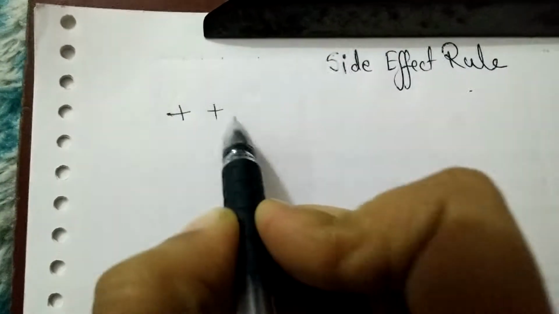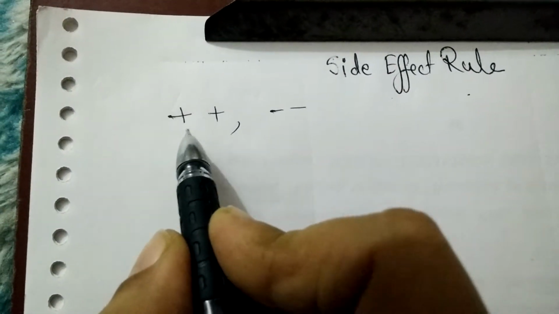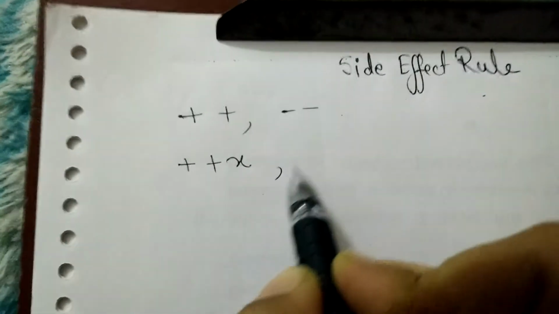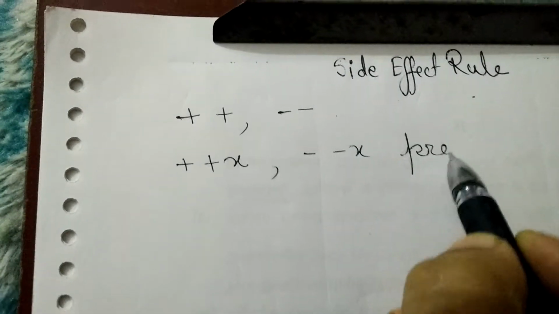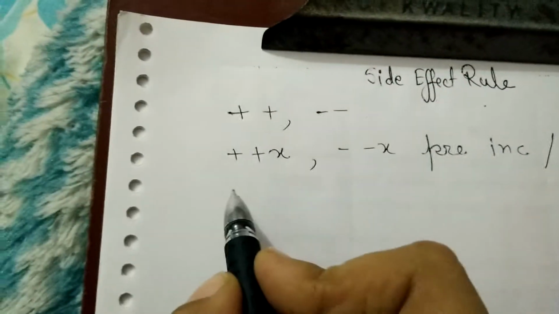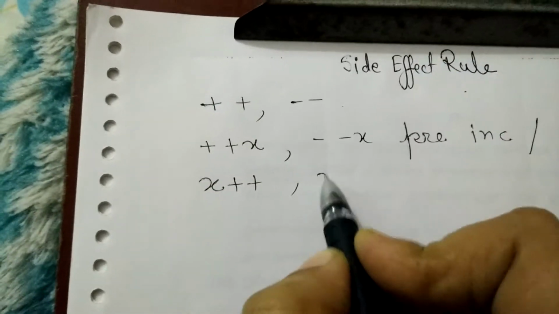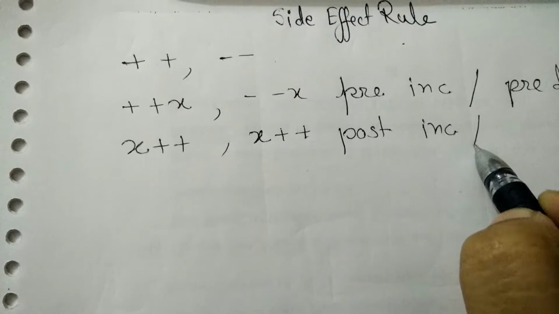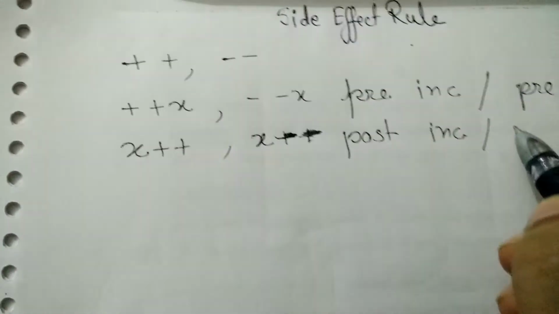The topic that we are going to learn today is the side effect rule. Now let us see what is the purpose of the side effect rule. All of you are familiar with the pre-increment and post-increment operator. If this operator is used before any variable, then that is called a pre-increment or pre-decrement operation. If this operator is used after the variable, then it is called a post-increment or post-decrement operator.